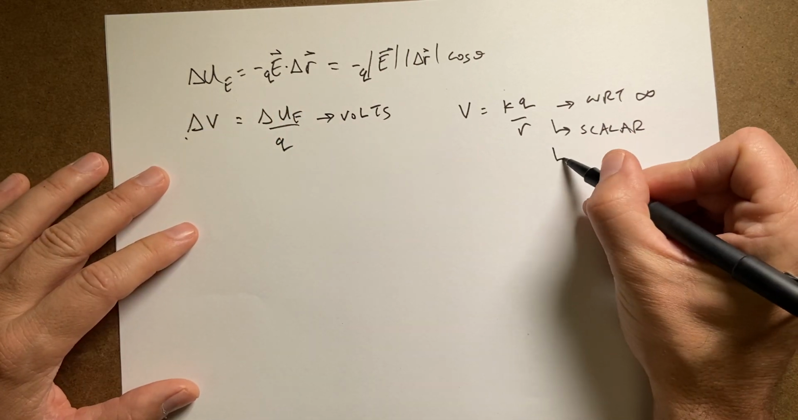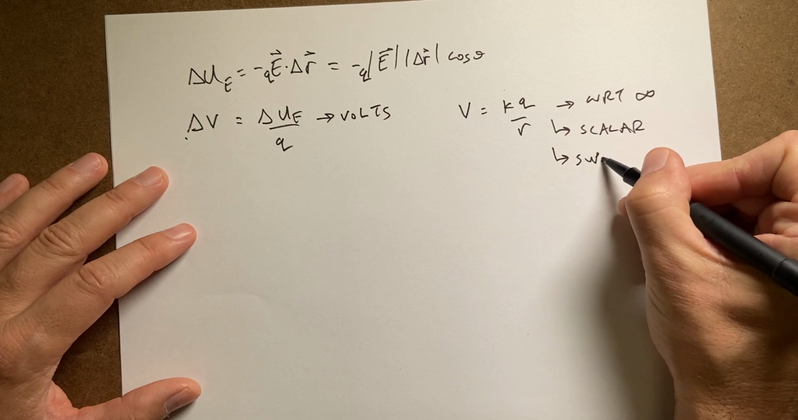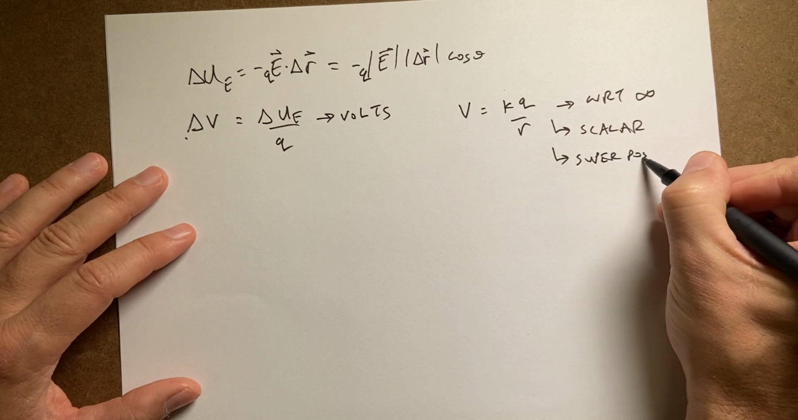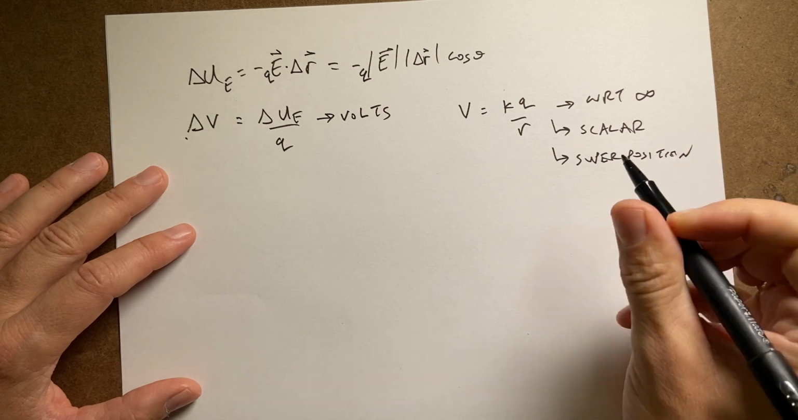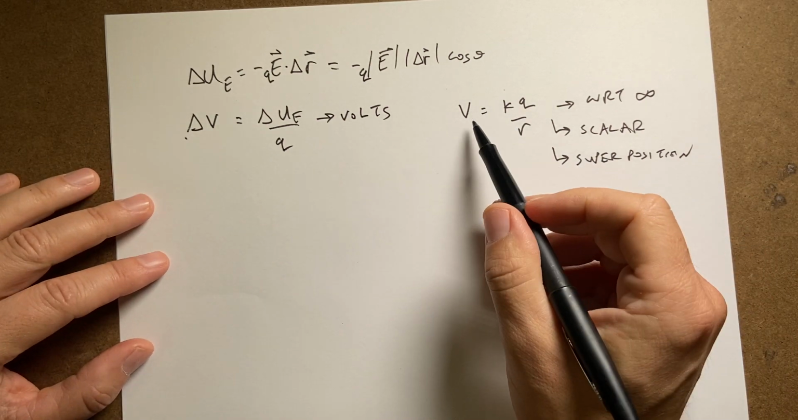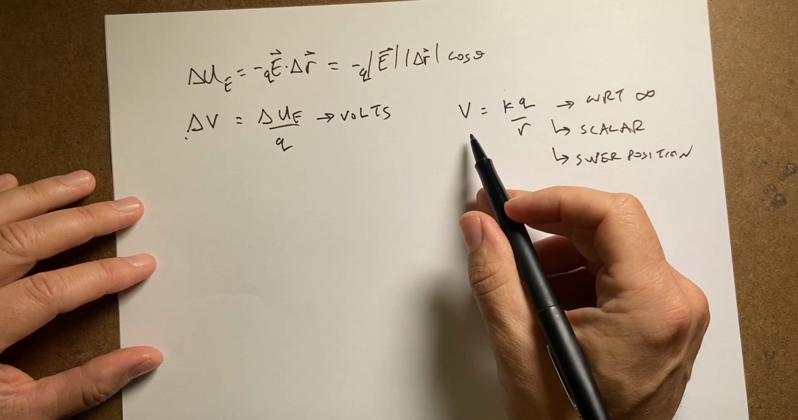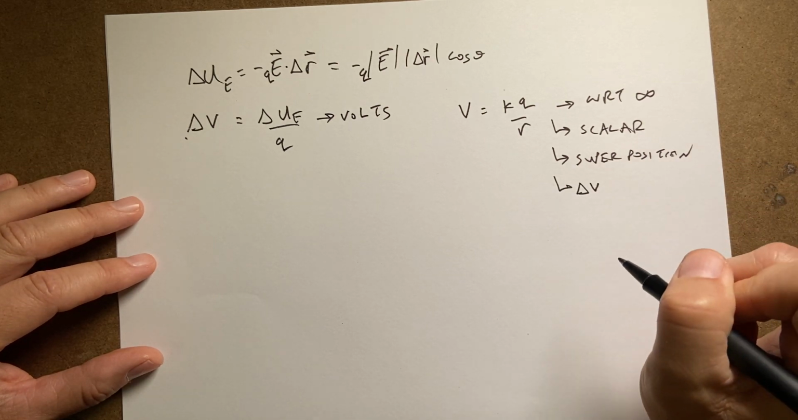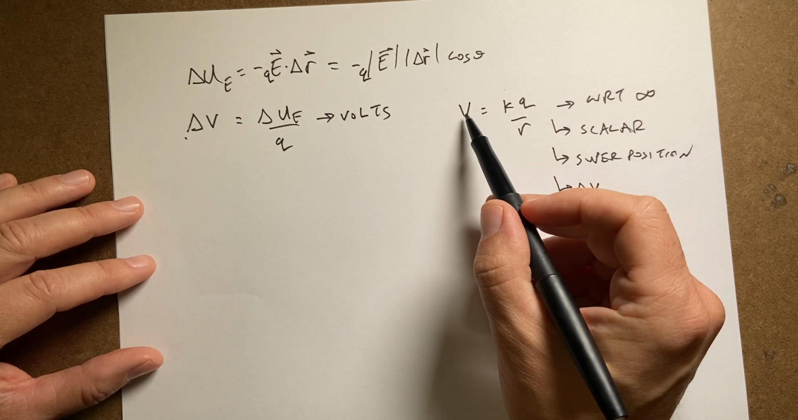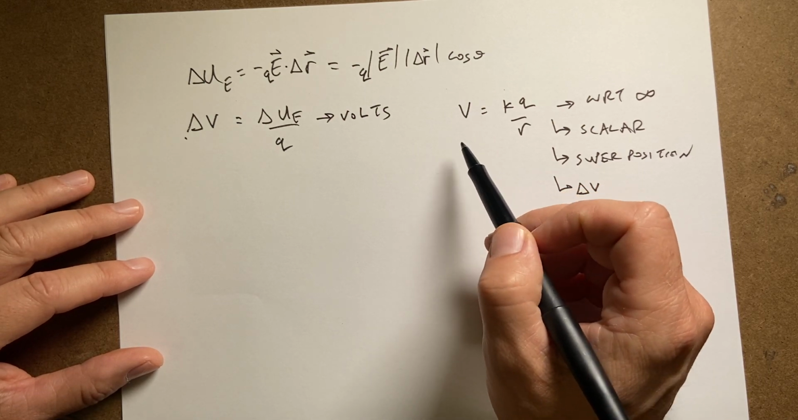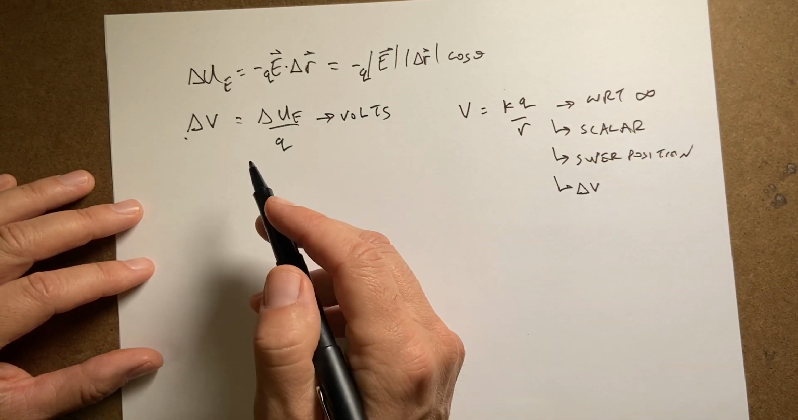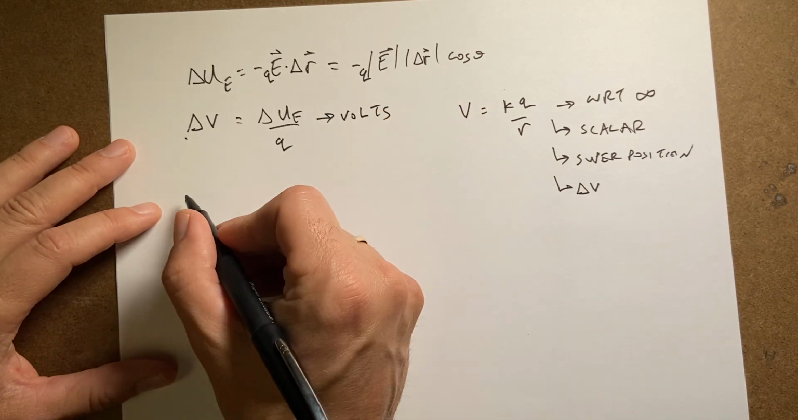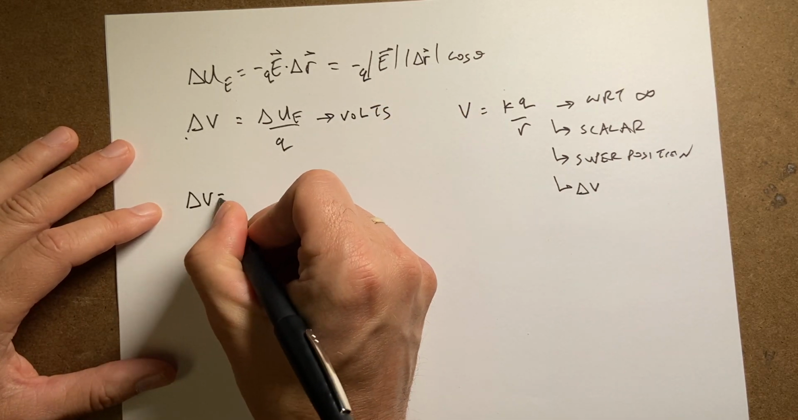Superposition still works. If I have two point charges, the potential is just the sum of the potentials. But still, we really want to deal with delta V. Delta V, in this case, one of the points is at infinity.